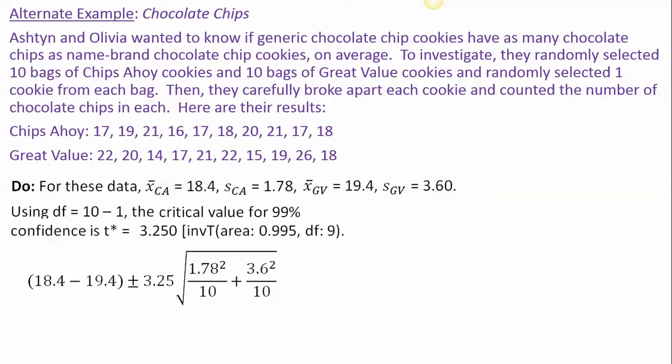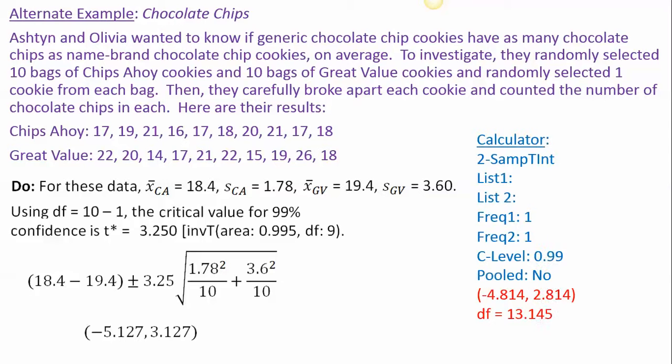We then go ahead and plug it all into our interval equation. We're going to do the difference of the means plus or minus our 3.25 for our t-critical, multiplied by our standard error. And then when you actually work that out, you get that our confidence interval is from negative 5.127 to 3.127.